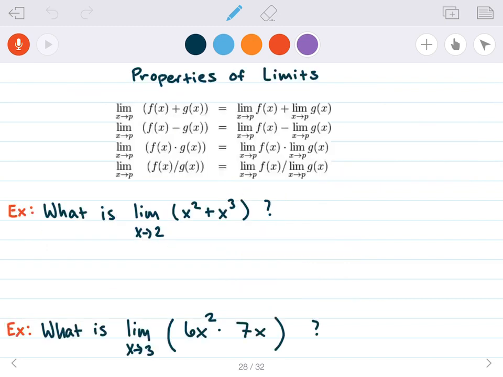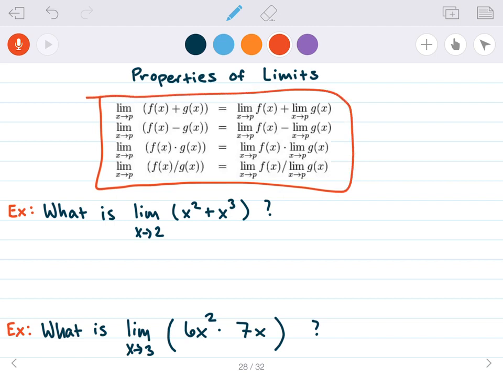Alright, so properties of limits. It's basically what you would think. If you take the limit as x goes to a number p of f of x plus g of x, you can separate them with addition in the following way. And so I think the best way to illustrate these properties is with a couple of examples. So let's look at the first one. We're adding these two functions.